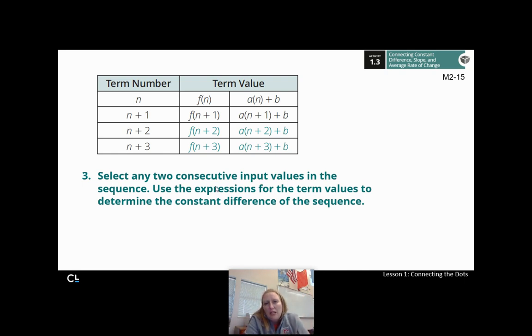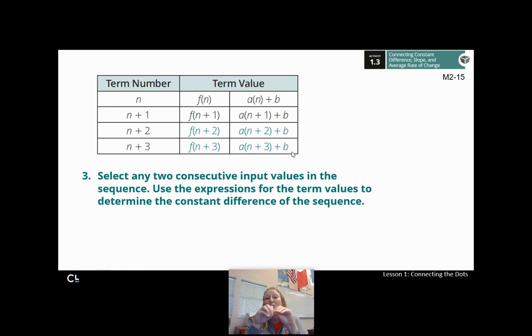So what I would like you to do is select any two consecutive input values in the sequence. So any two that are next to each other, I really don't care which two you pick. And then I would like you to use these expressions for the term values to determine the constant difference of the sequence. So pick any two consecutive ones. So these two, or these two, or these two from the table you just made.